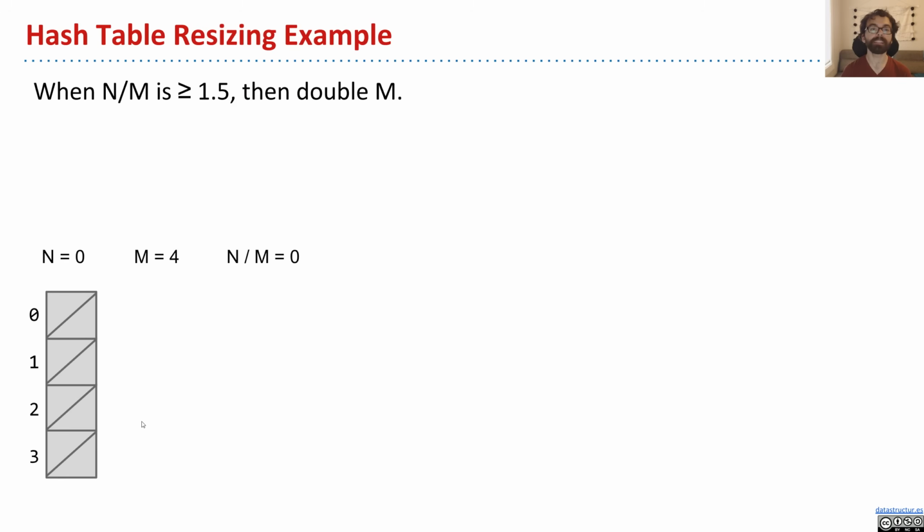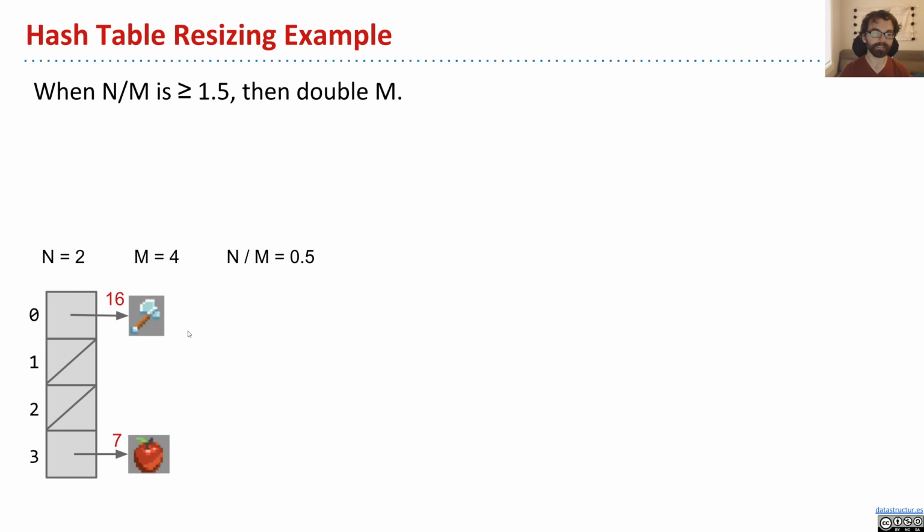Okay? So let's see an example. When n over m is greater than 1.5, we're going to double m. That's going to be our rule. And when we start off, n is 0, m is 4, and our load factor is 0. So let's say we add this apple, and its hash code is 7. And how did that happen? I don't know. Someone wrote a hash function that took this image, and it produces 7. Okay? Now our load factor is a quarter.